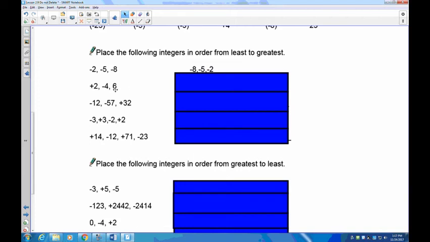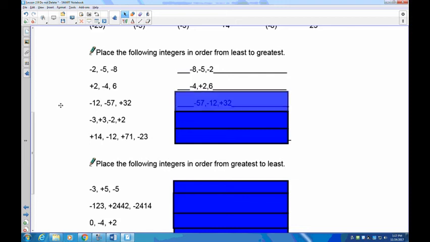In these 3 numbers, -4 is going to be on the left-hand side of the 0. That comes first. And of course 2 next, and then 6. So you should have -4, 2, 6. The biggest negative is -57. So that means that's going to be the first number. -12 is next, and then 32.